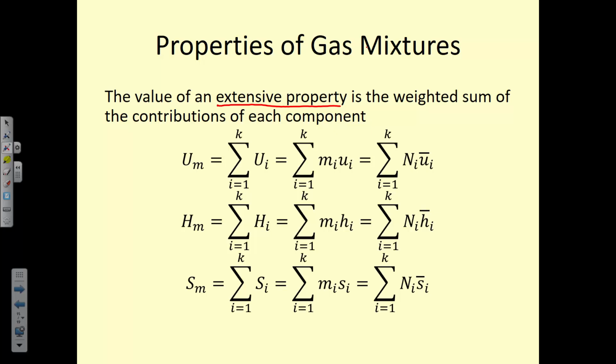I don't think I got that backwards. Now you made me question my extensive properties. Okay, yes, these are extensive properties because they're not divided through by the mass.